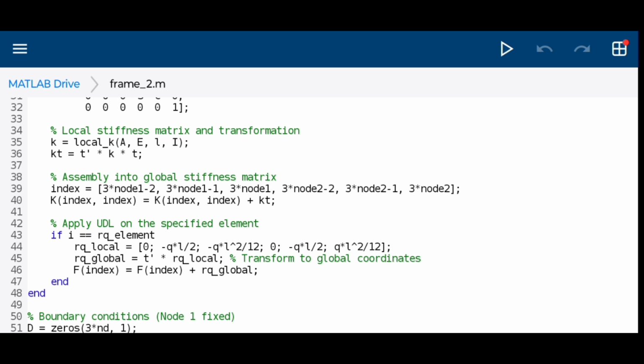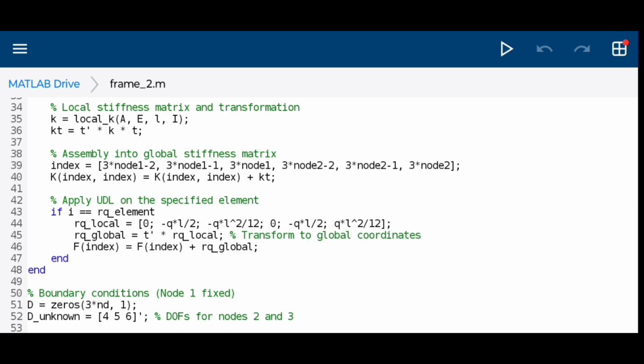So for the first node, it is 3 node 1 minus 2, which will be 1; 3 node 1 minus 1, it will be 2, and 3 node 1 is 3. And similarly node 2 is 2, so 3 into 2 is 6, 6 minus 2 is 4, and 3 into 2 is 6 minus 1 is 5, then 6. So 1 2 3 4 5 6 for the first element.